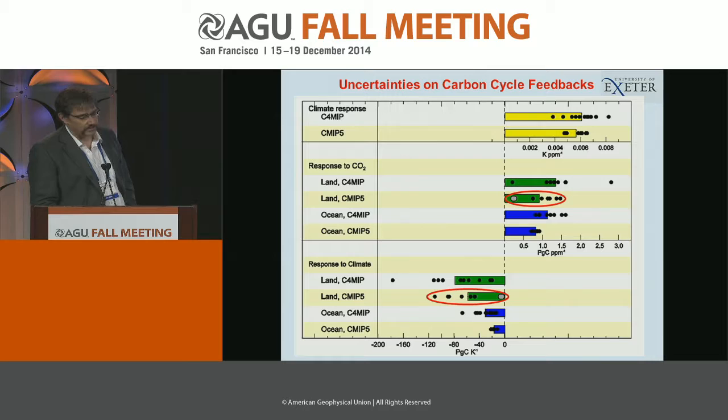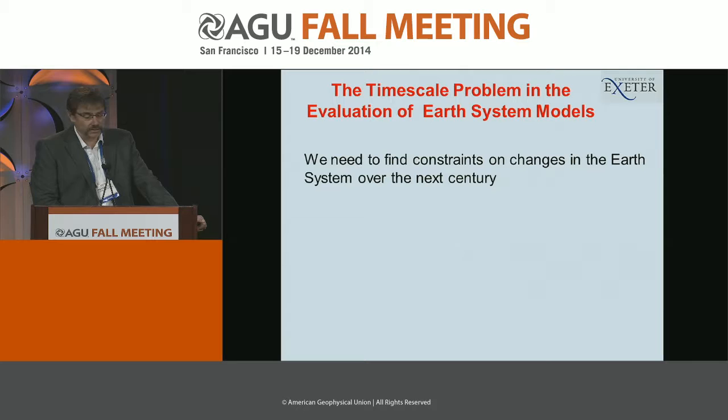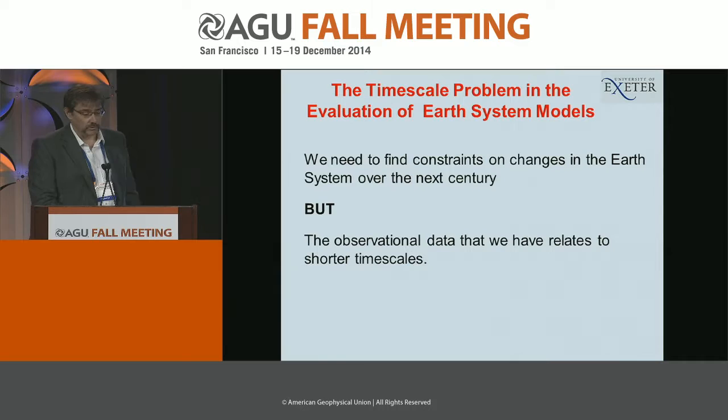The point I'm trying to make here is more general than that, I hope, which is that there are relationships between variability and sensitivity that we can use to constrain the future. Basically this is attacking what you might call the timescale problem in the evaluation of Earth system models. We want to know what's going to happen to the Earth system over the next century. That's what we're being asked to do. But we actually only have data on much shorter timescales.